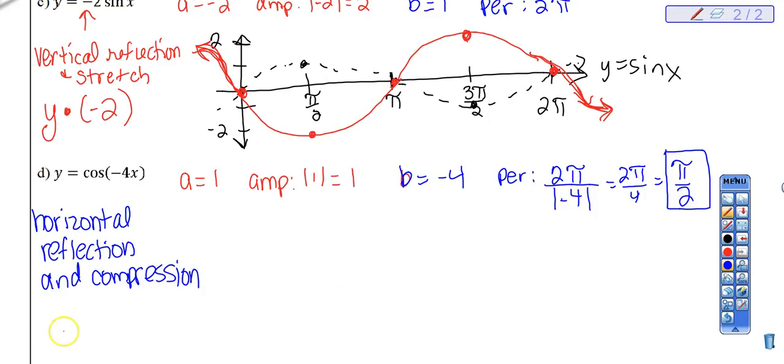Horizontal reflection and compression of the x coordinate, because it's horizontal, times negative 1/4.